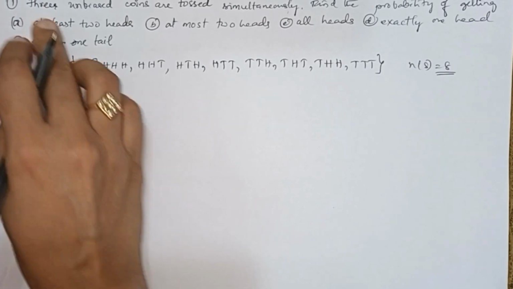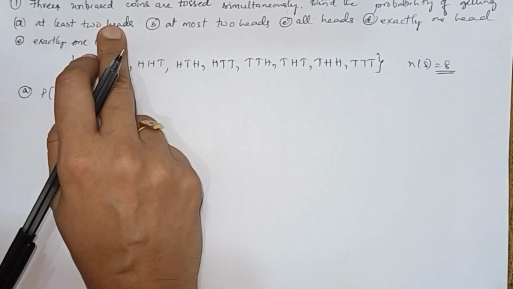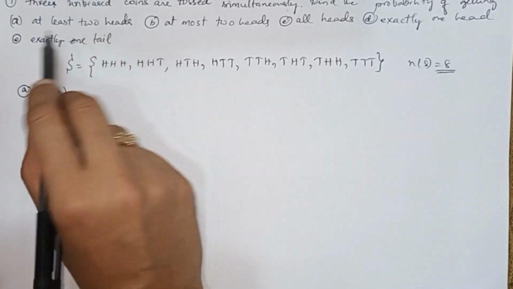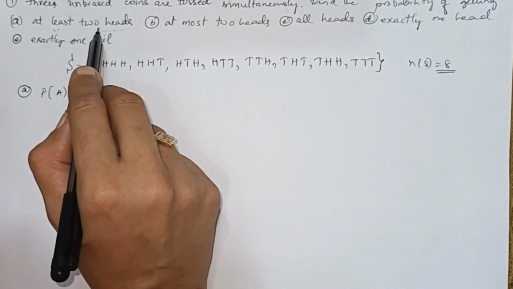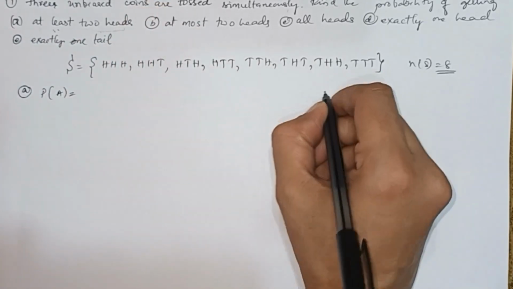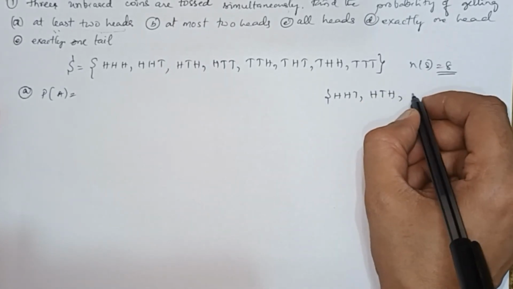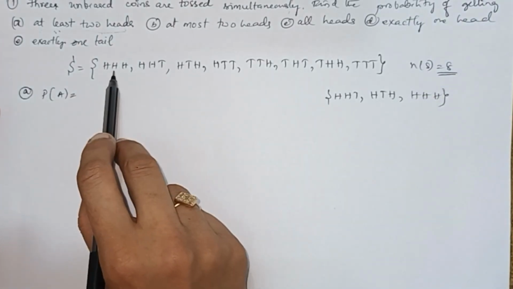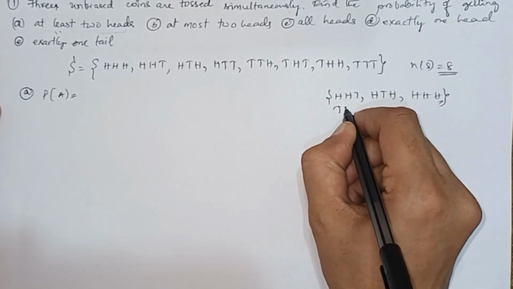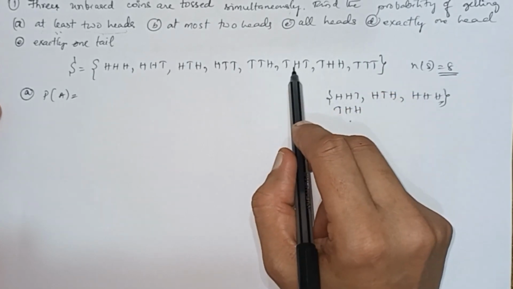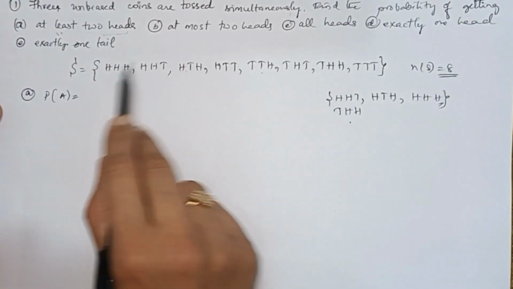See the first one, at least 2 heads. What is the probability of getting at least 2 heads? So P of A, I'll name it for the first one. If this event is getting at least 2 heads, which outcomes out of these eight will favor this event? At least two heads, minimum two heads, maybe more than two. So that is HHT, HTH, these are minimum two heads. Then HHH, maybe more than two heads. And THH will favor this event as well.